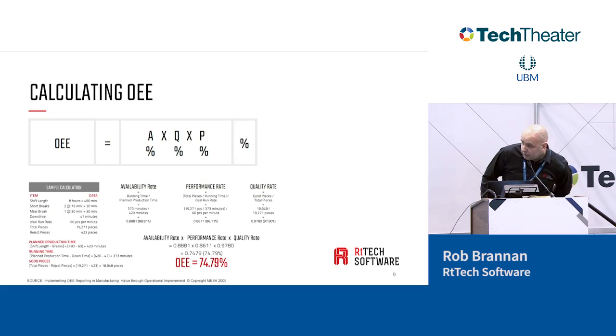So how do you calculate OEE? It's a simple mathematical calculation. I'm not going to run through it all in too much detail, but essentially you're multiplying your availability, your performance and your quality, and that gives you your OEE figure. If you can see there, it's a little bit small, sorry about that, but availability is looking at your running time divided by your planned production time, and then obviously your performance rate is total pieces, your running time, your ideal run rate, and that's going to vary.